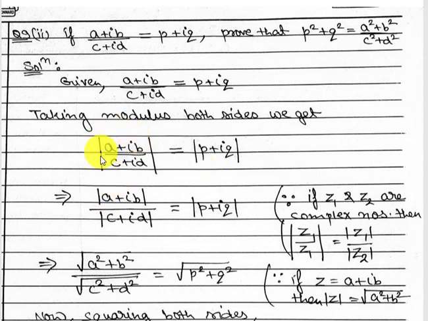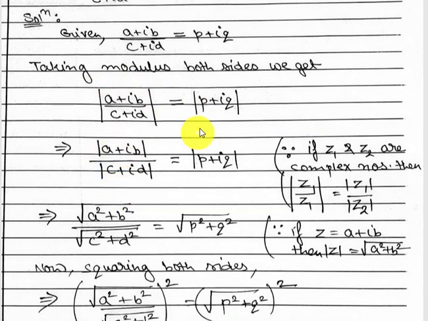Now in the next step, this modulus is for the whole, numerator as well as denominator. But we know there is a property of modulus. What does that property say? If we have z1 and z2 complex numbers, and it's written z1 upon z2, when you're copying, please correct this. Then modulus of z1 upon z2 is equal to modulus of z1 upon modulus of z2.